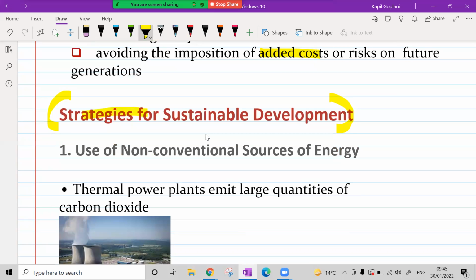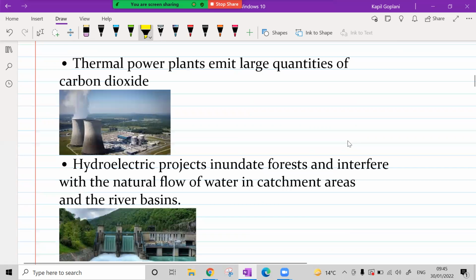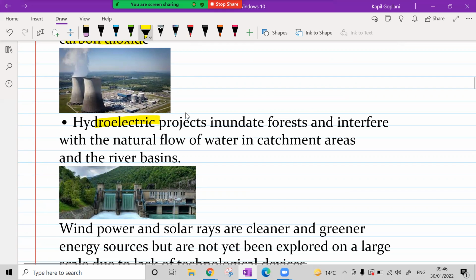The first strategy is to use non-conventional sources of energy. As you can see in this example, a thermal power plant is emitting a large amount of carbon dioxide and creating huge pollution. Coming to hydroelectric projects, which are also very common in MP, we get electricity from them, but they interfere with the natural flow of water because we have to create dams.